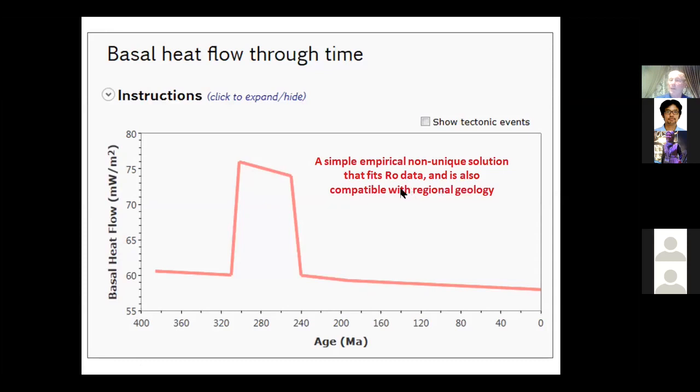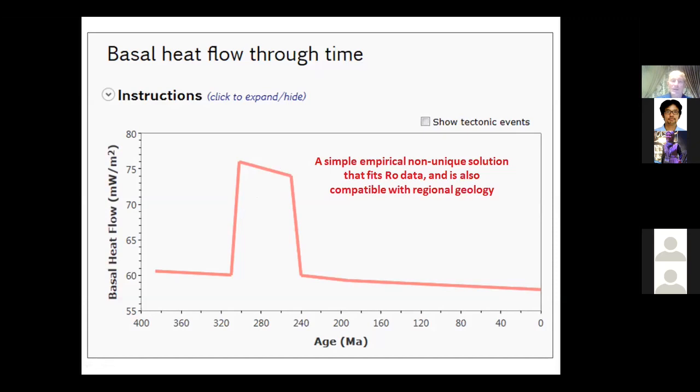And so I put in a simple and non-unique solution that fits the RO data, but is also compatible with the regional geology, which is we had this background heat flow decreasing through time to 58 milliwatts today, but it was interrupted by a period of volcanism during the late Carboniferous to Permian. And by trial and error, I just pushed that up until I got a good fit. It's not perfect in age or duration.